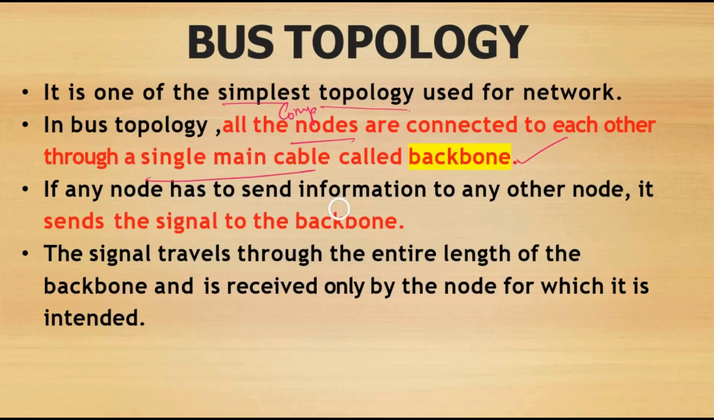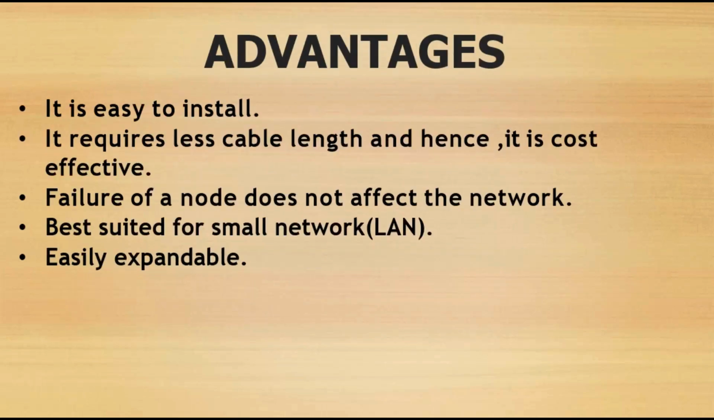If any node has to send information to any other node, it sends the signal to the backbone. That signal travels the entire length of the backbone and is received by the node for which it is intended. So the signal sent from a node travels the entire length of the backbone, and it is received only by the destination node. Hope you all understand this bus topology.